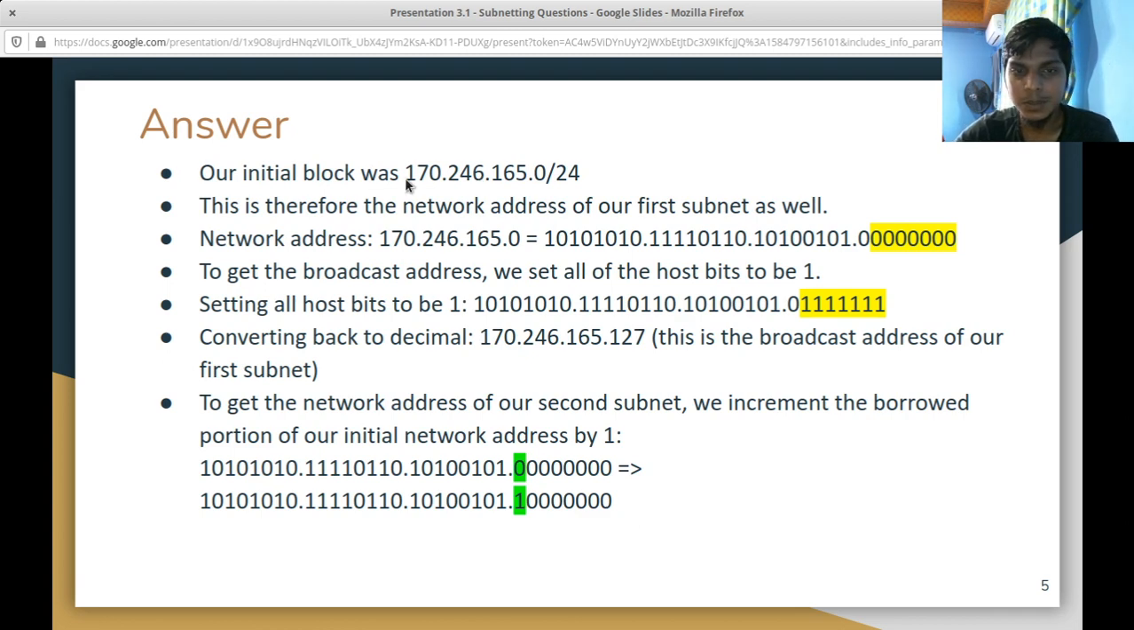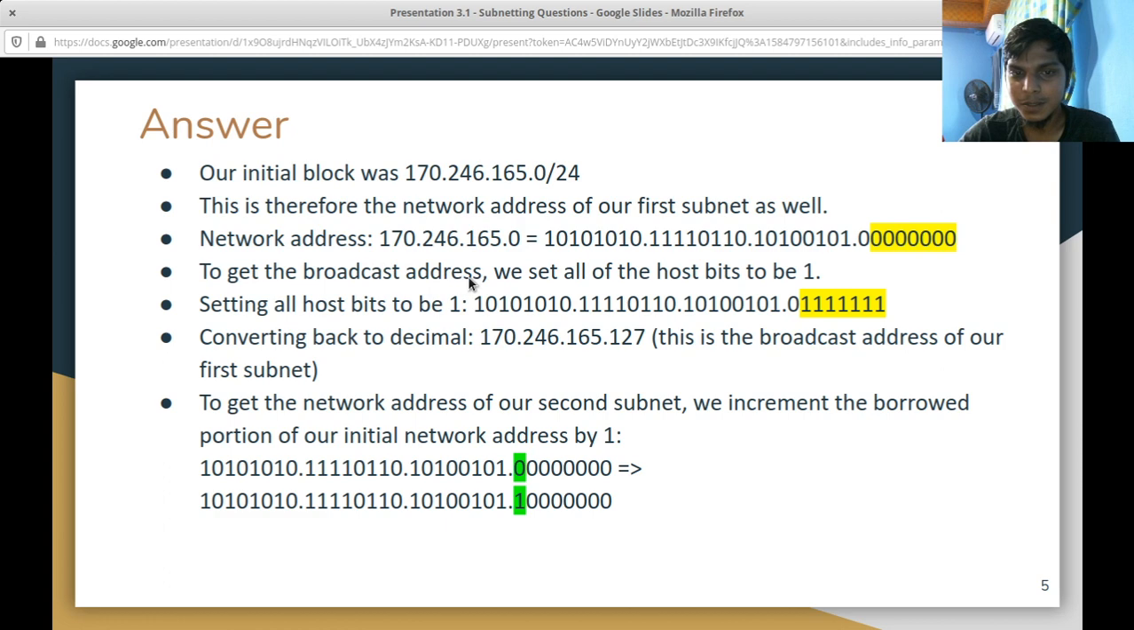So our initial block was 170.246.165.0/24. This address portion is going to be the same as the network address of our first subnet as well. So the network address is just this, copied over from here, and converted to binary. So this is just the network address there. I believe in the lab they filled out the first one, but if they do have it, this is how you get it. Just copy across the address from the bigger block that we're subnetting from. That's always what we start with.